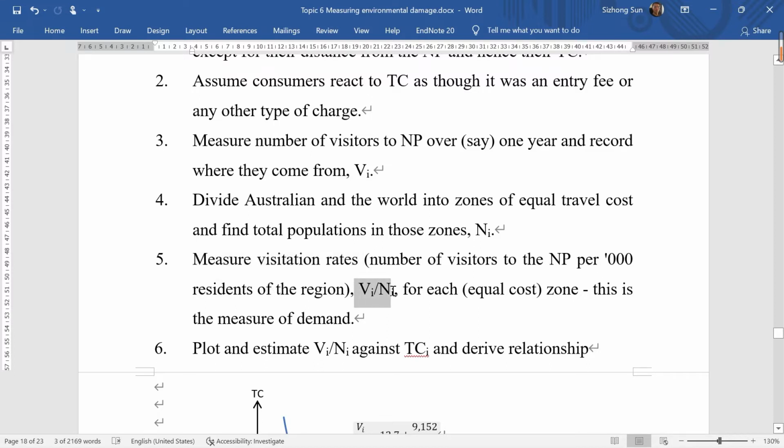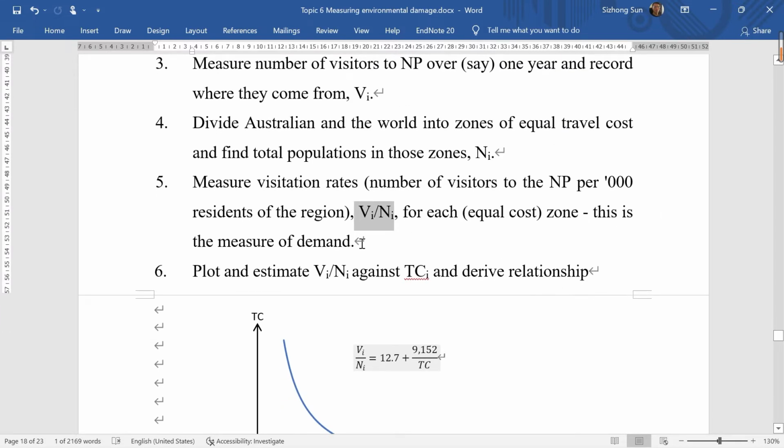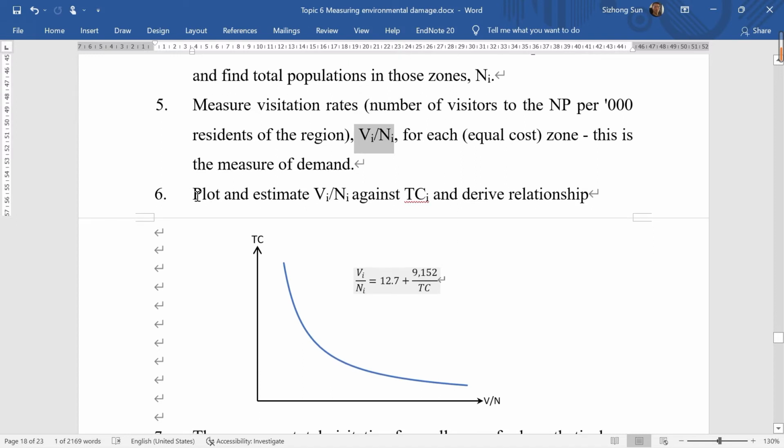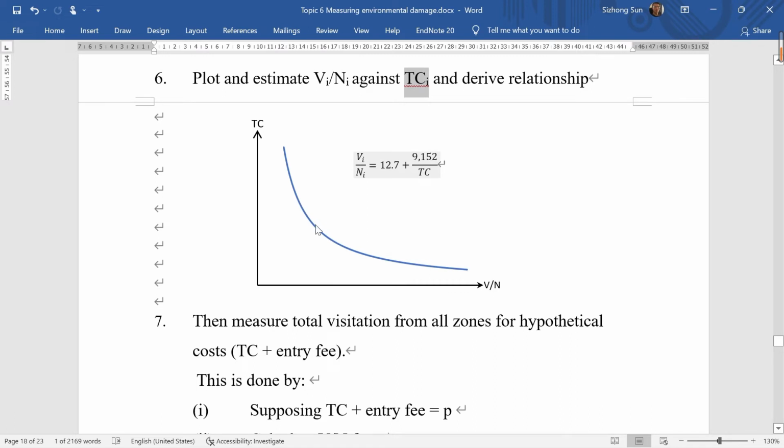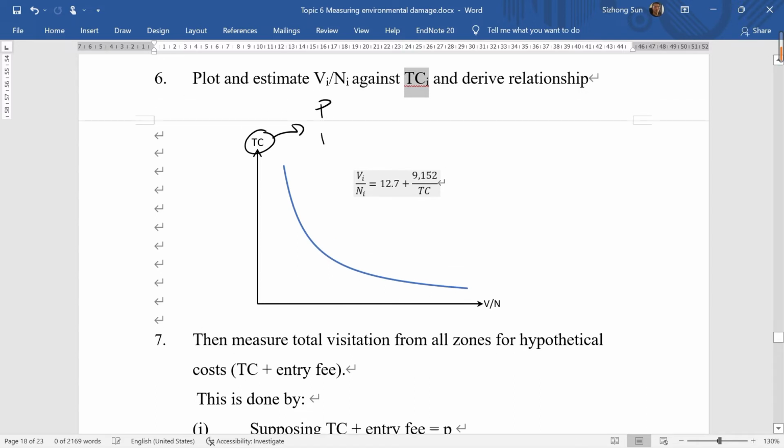So we get the data of V_i and N_i for each i, indexing the zones, the equal travel cost zones. And this is a measure of the demand. We can plot and estimate the visitation rate against travel cost and derive the relationship. For example, like this diagram. So travel cost is something like the price, and the visitation rate is something like quantity.